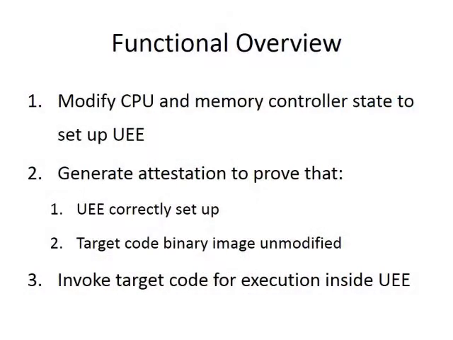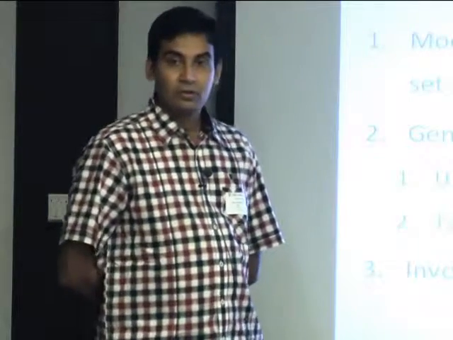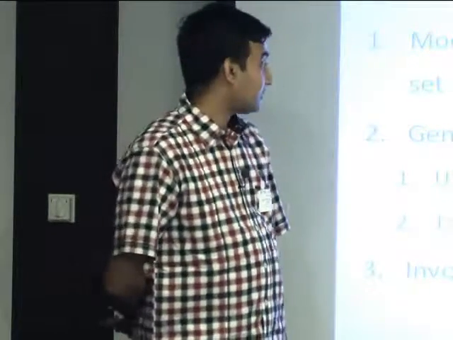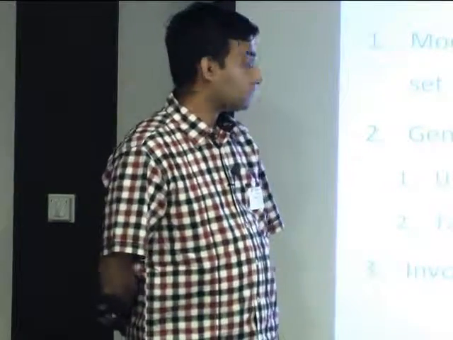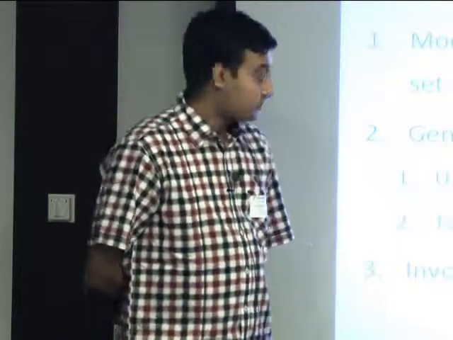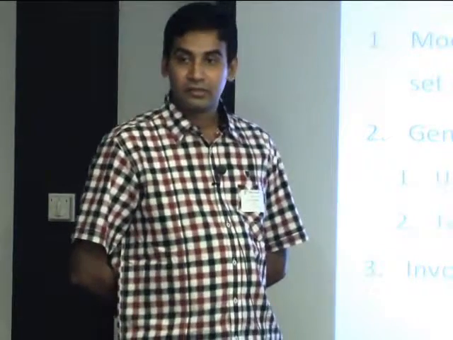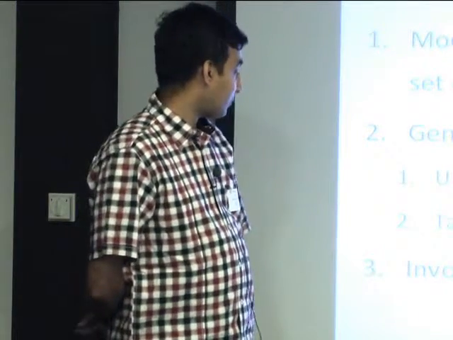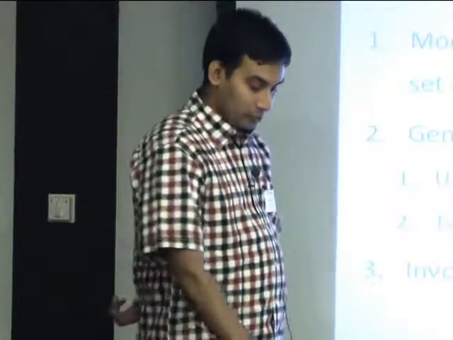So with that in view, we said let's take the following functional approach, right? Let's modify the CPU and memory controller state to set up the UEE. We saw earlier that these are the minimum hardware resources that you require for any sort of computation. Let's go ahead and generate an attestation that proves that this UEE is in fact correctly set up, and the target code binary is in fact unmodified. And then let's go and invoke this target code inside this UEE.